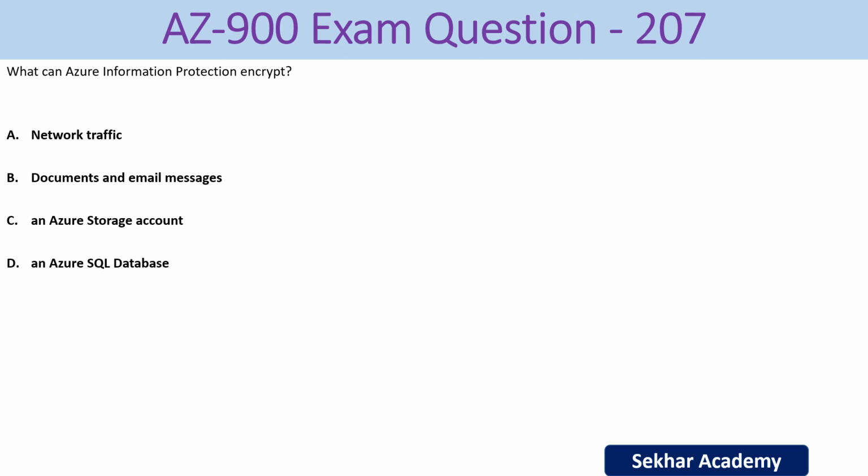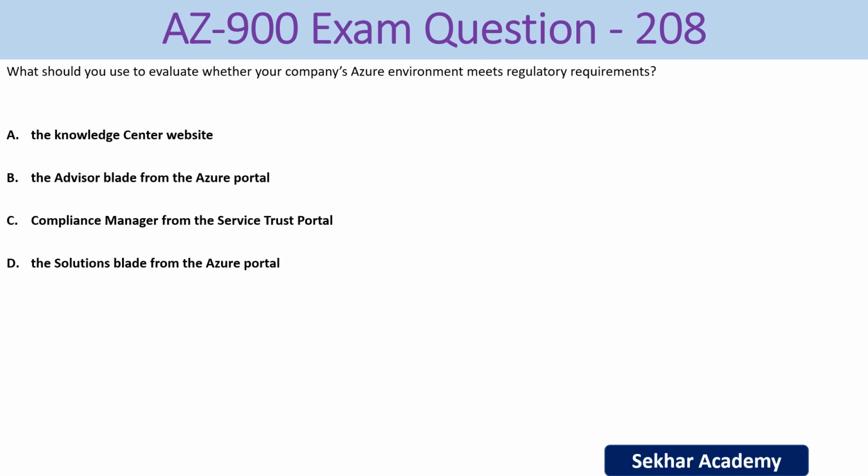AZ-900 exam question number 207. What can Azure Information Protection encrypt? Options we have: network traffic, documents and email messages, an Azure storage account, an Azure SQL database. Right? So the right answer is documents and email messages, which we encrypt using Information Protection in Azure.